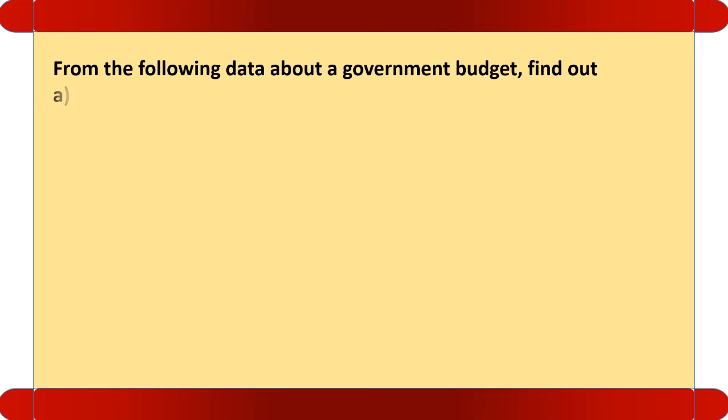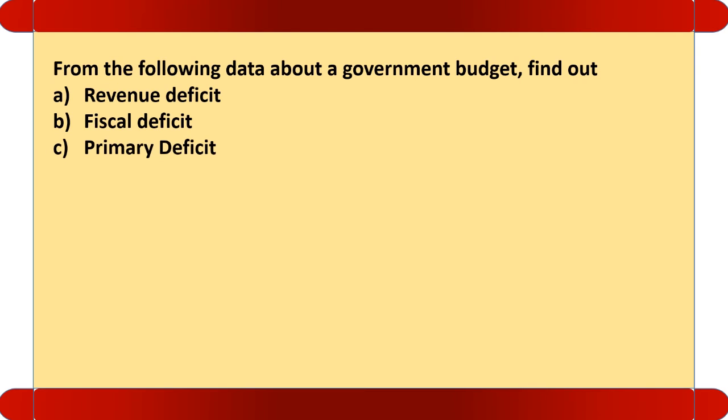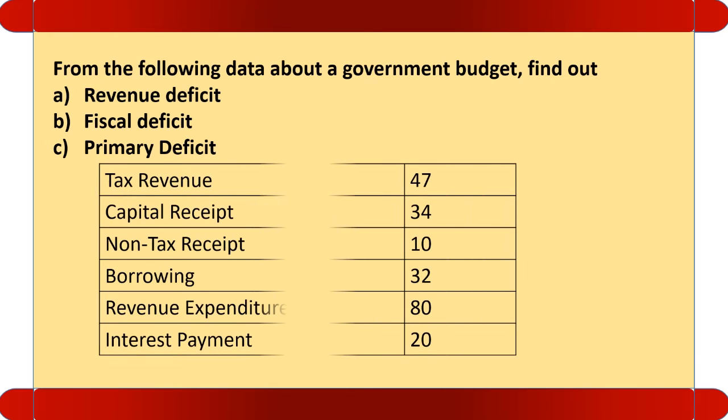Now let us see the next question so that the things become much more clear. The same thing we have to calculate: the revenue deficit, fiscal deficit and primary deficit. The question is given to us. Total tax revenue is given, capital receipt is given, non-tax receipt is given, borrowing is given, revenue expenditure is given, and the interest payment is given.